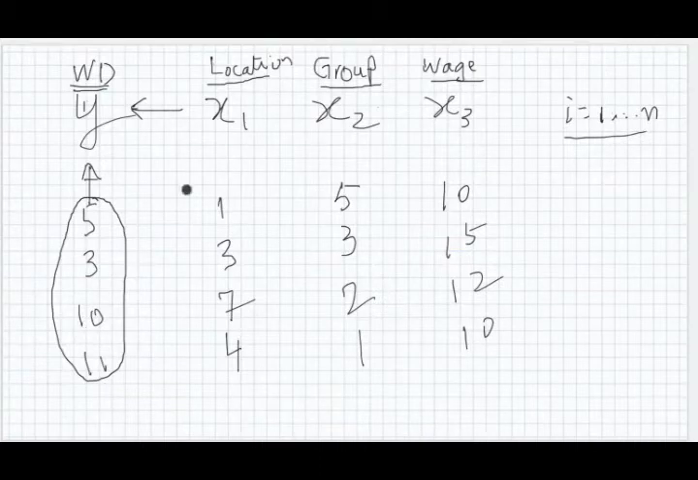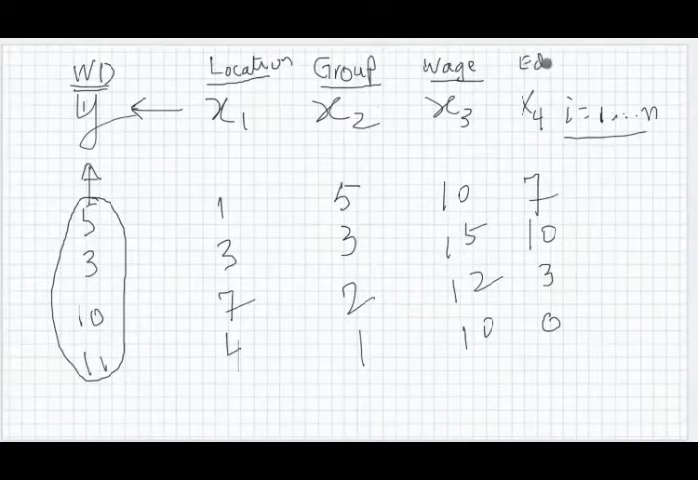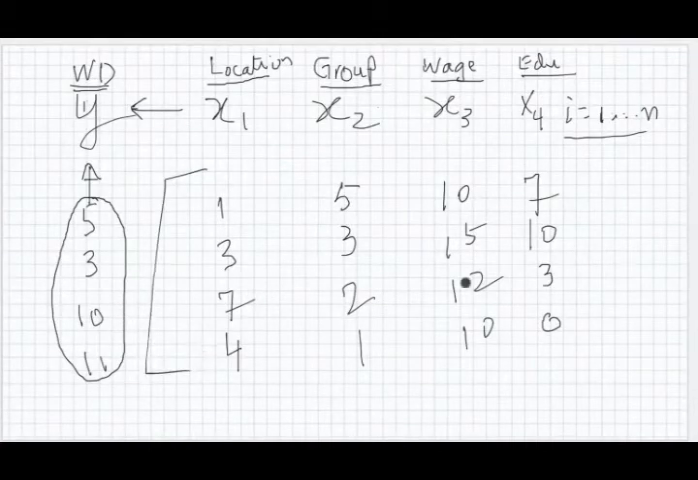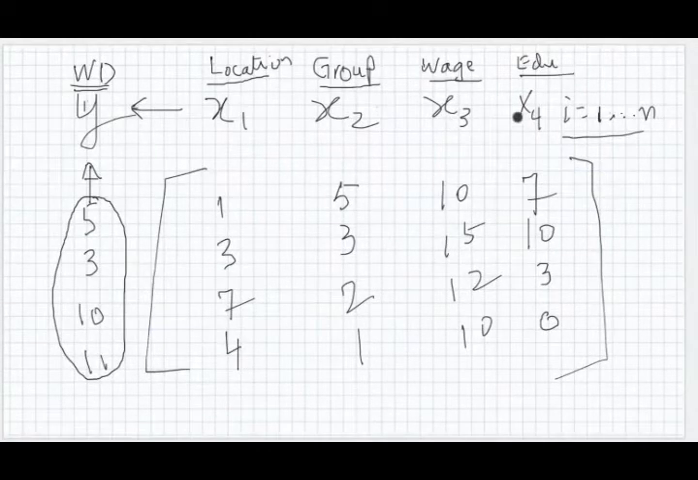Now let's say another one, x4, and this is education. So this is my education, and let's say this is 7th grade, this is 10th grade, this is 3rd grade, this is 0. I'm looking at this. The question is, if I'm looking at the number of working days, are these variables dependent variables or independent variables? They're all variables. Think about this.